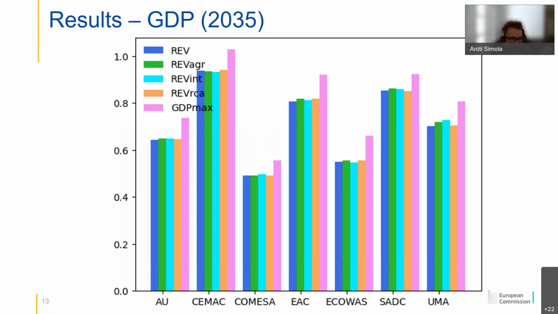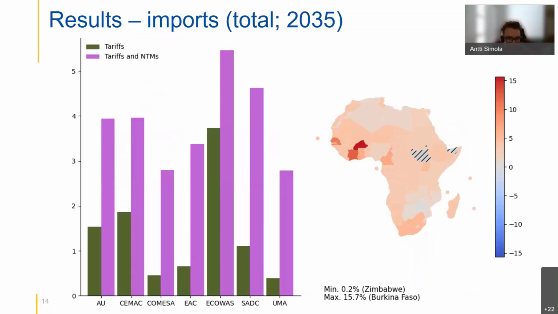Next, I go to the trade, and here we see the total trade effects, and on imports, imports increase about 4% at the African Union level and all over Africa. And they are about the same level all over with a few exceptions.